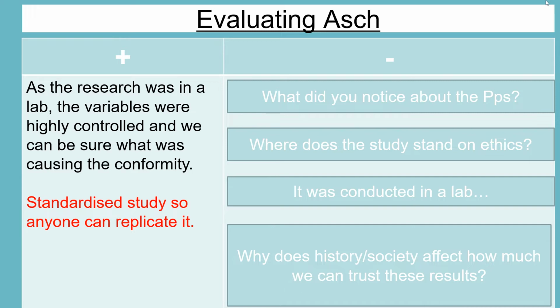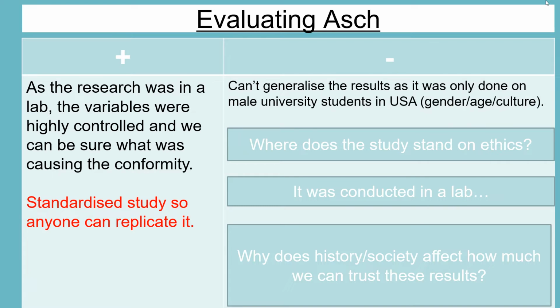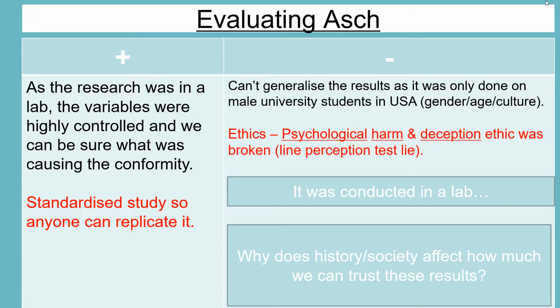On the negatives, though, we can talk about the participants. It was a very specific set of participants. It was only done on male university students in the USA, so this is a big problem when it comes to generalizing the data. In terms of ethics, the study broke a couple of ethics. Psychological harm is a bit of a problem because it put a lot of pressure onto the participants when they were feeling the pressure to change their answer, and also deception because Asch lied to the participants at the start of the experiment.